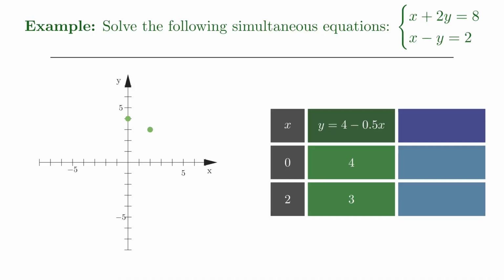So now I have 2 points on the graph. I can draw a straight line through them. And this is the graph for the first equation.